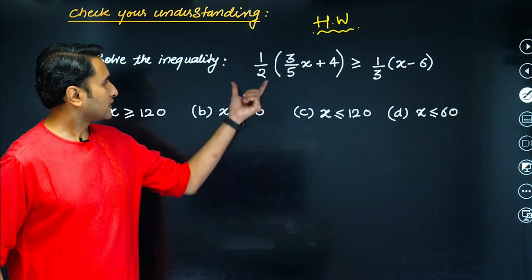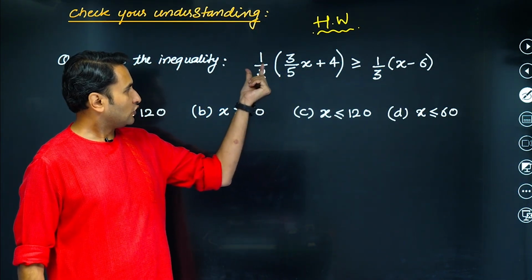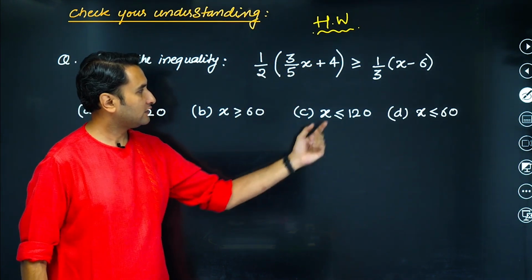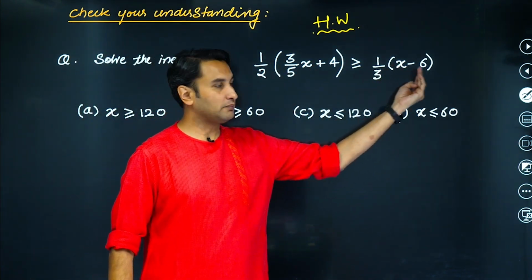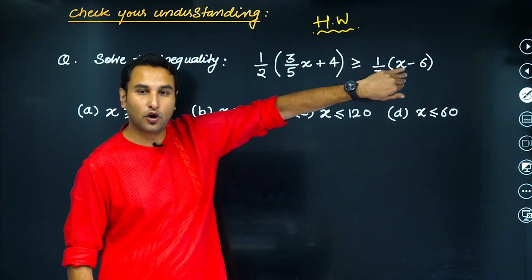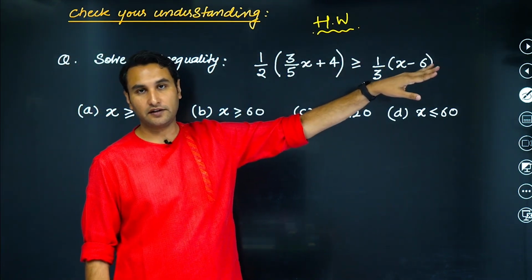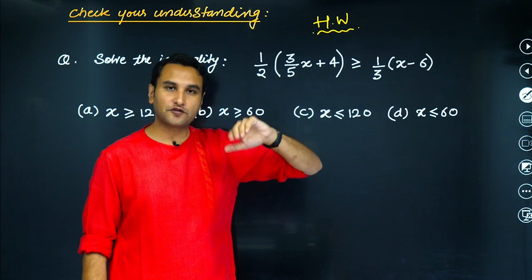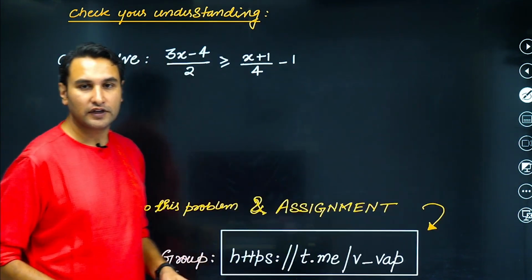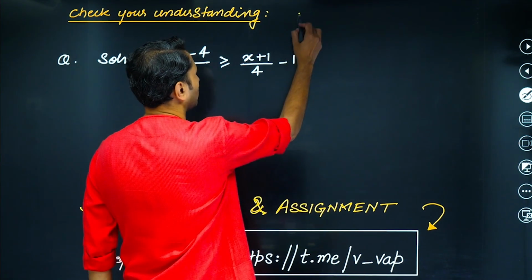Hint: Simplify this side, open the bracket, multiply by half, simplify this side, open the bracket, simplify this side. After that, rearrange, take all the x on one side, take all the other numbers on the other side. After that, you multiply or divide. Okay? So you do it yourself. Similarly, I want you to do this one on your own as well. This is also your homework.